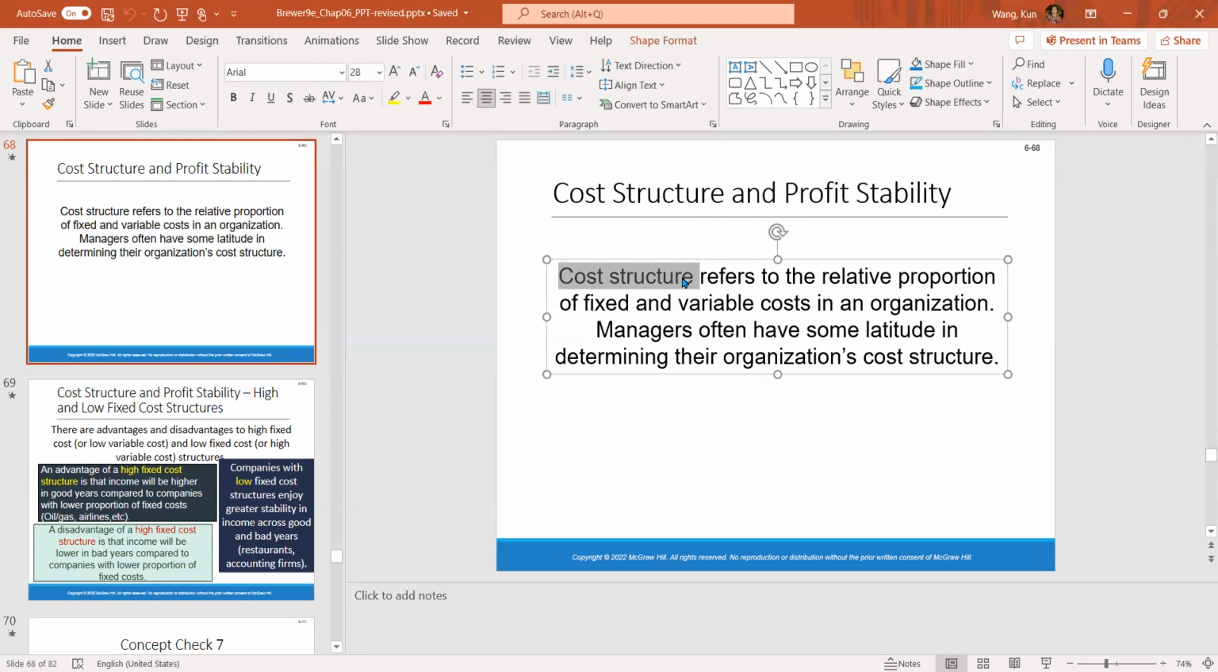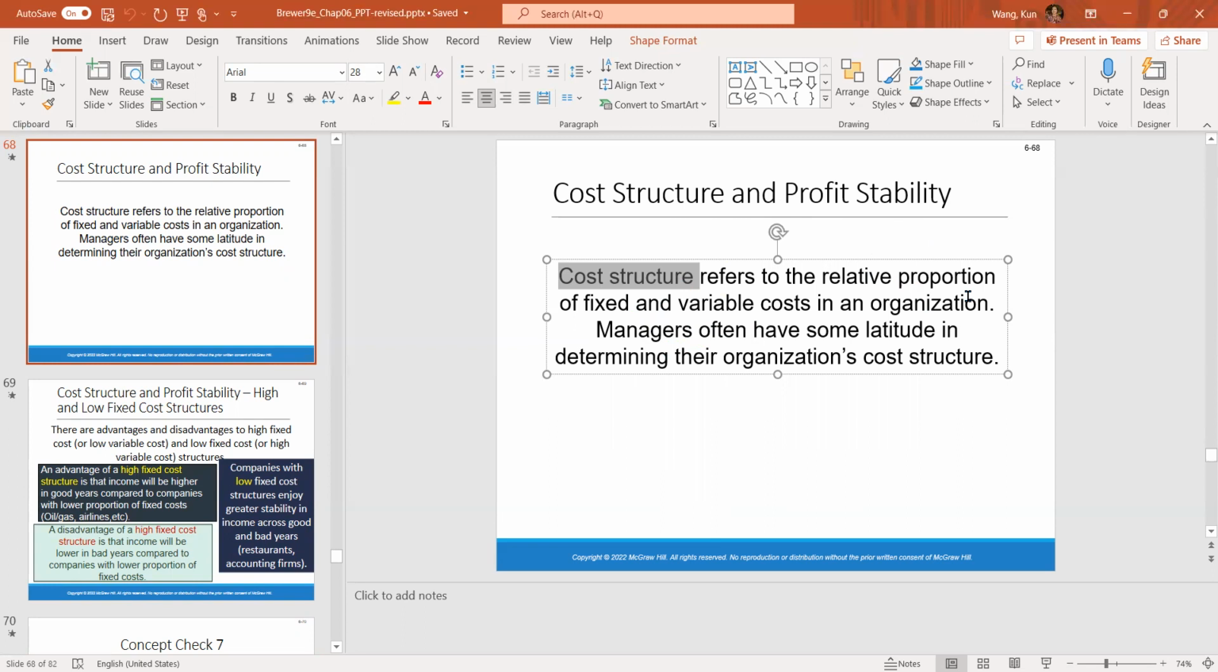For most operational structures, the managers have the final decision, or they can influence this relative portion, because when you have some project idea, you may decide, when you do the investment, whether you want to invest more on the fixed expenditure or the variable expenditure.